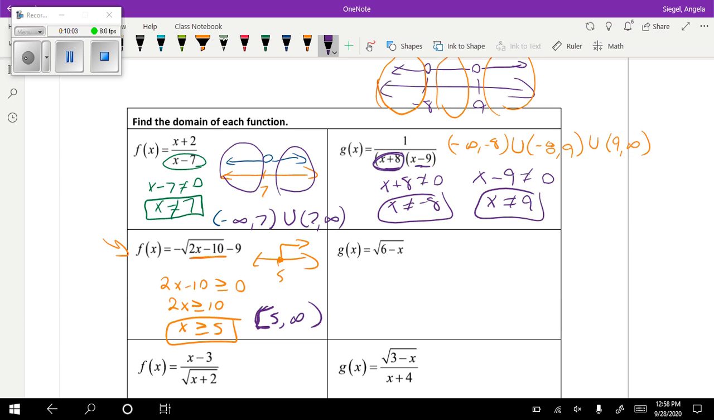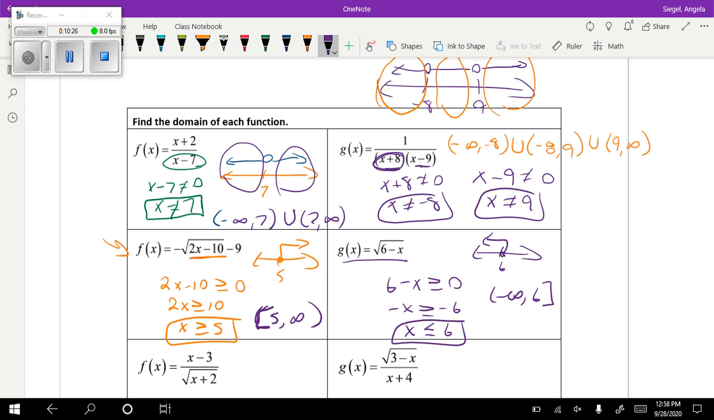Okay, so this one, same thing. I'm going to say 6 minus x has to be greater than or equal to 0. Just be careful with this one, because when we divide by -1, we have to flip the sign. So it's going to be x is less than or equal to 6. So it's going to look like that. So it's going to be negative infinity to 6 bracket.